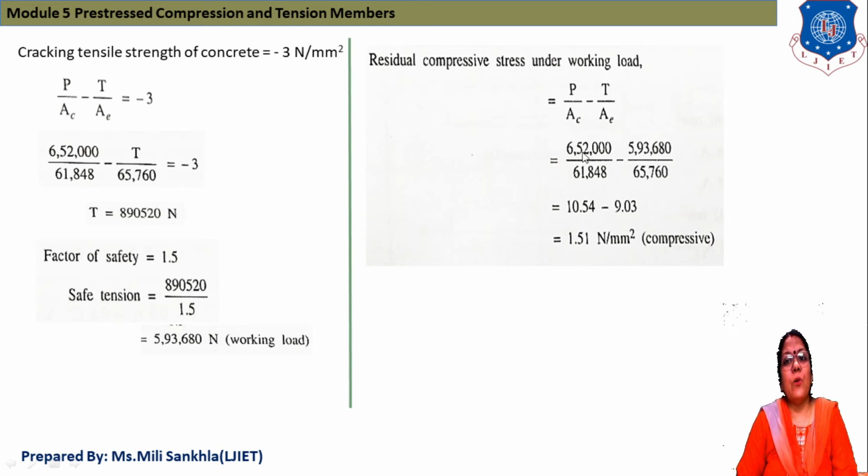So P is equal to 6,52,000, and AC is equal to 61,848, minus 5,93,680, that is our external load, and AE is the equivalent area 65,760. We get the residual compressive stress under working load, that is 1.51 Newton per mm square.